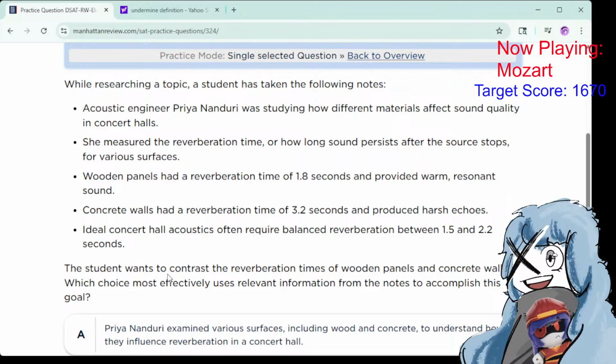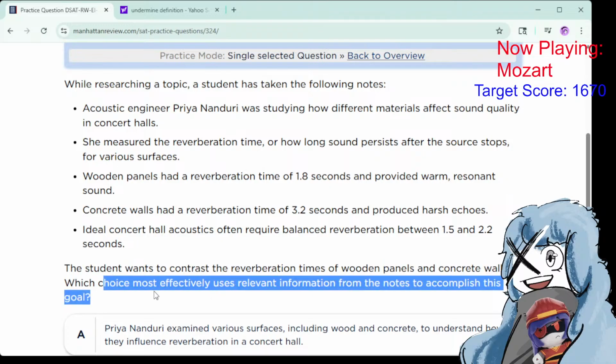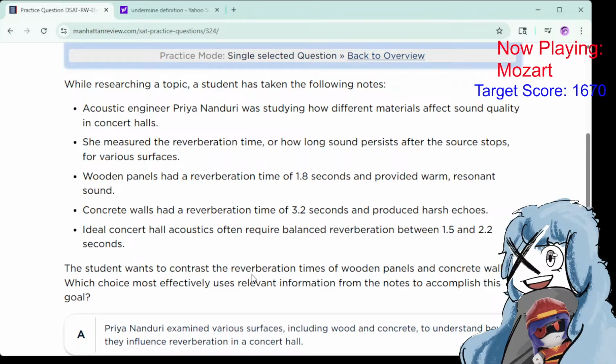I want to contrast the reverberation times of wooden panels and concrete walls. Which choice most effectively uses reverberation? Contrast.